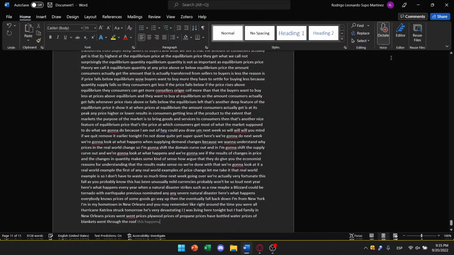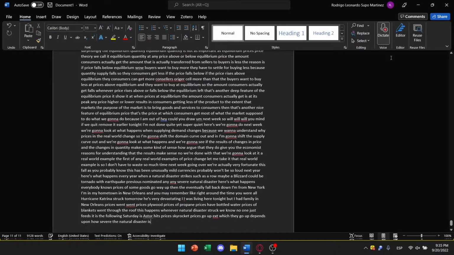This happens whenever natural disasters strike. What we know, and no one disputes, is the following pattern. A natural disaster hits, prices skyrocket, prices go up. The extent to which they go up depends upon how severe the natural disaster is. Then prices fall back down to pretty much where they were before. And the speed at which they fall back down depends upon how severe the natural disaster was.